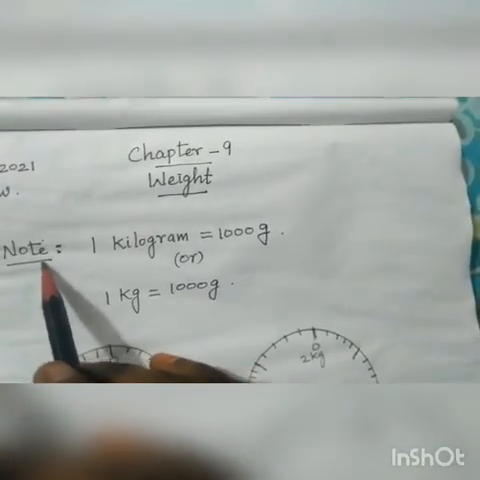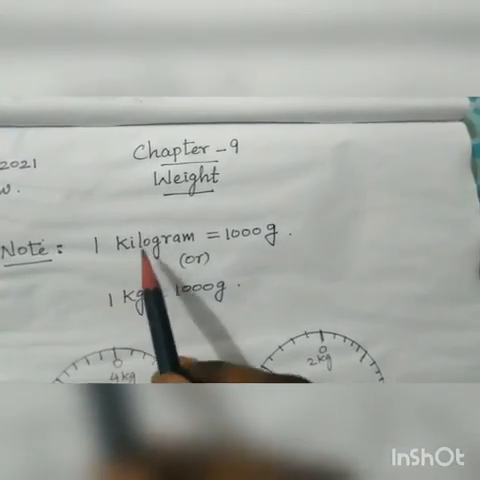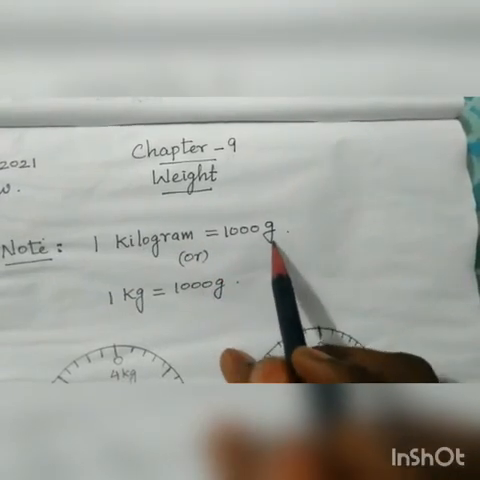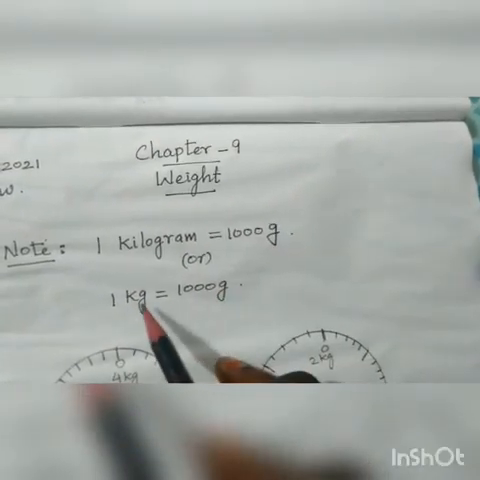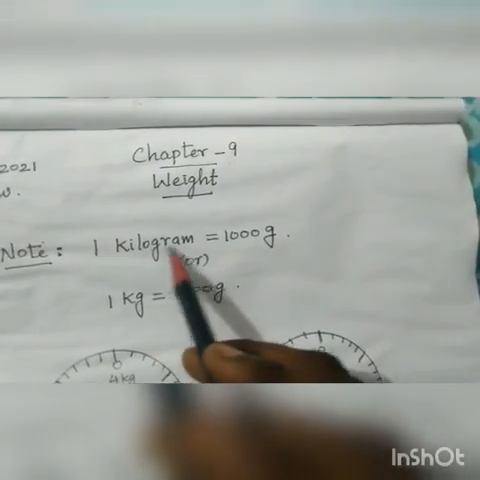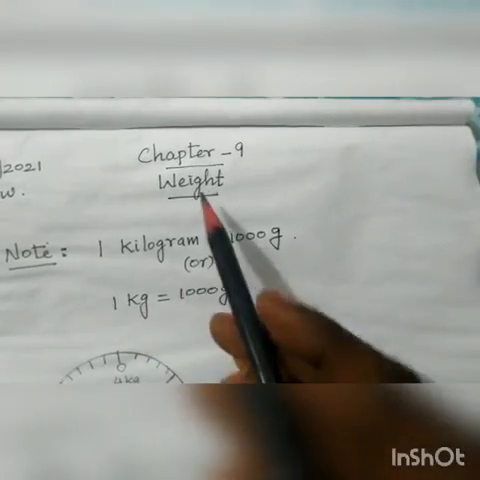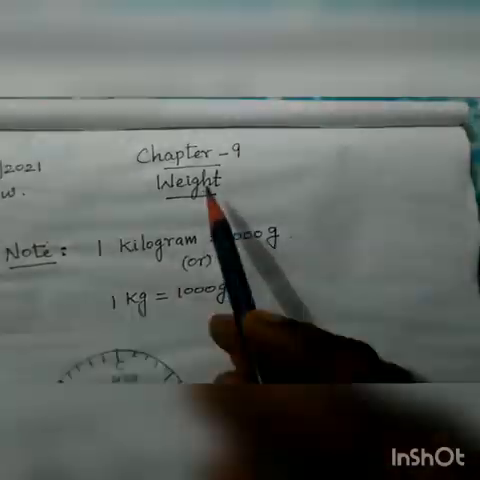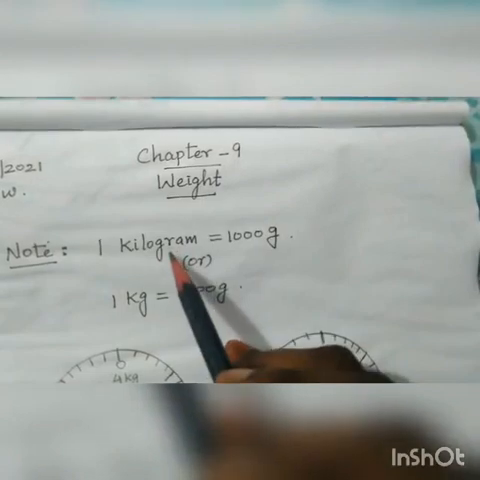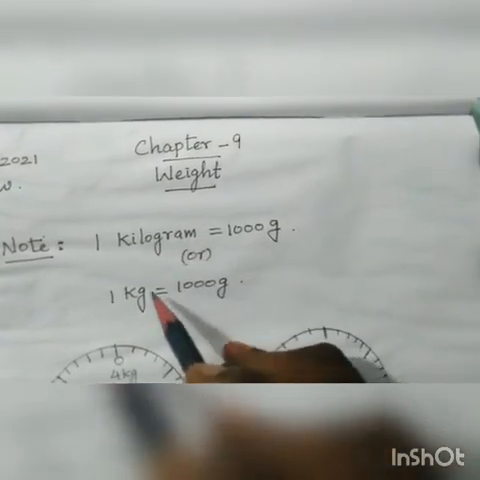The note which is given is for you to understand the concept. 1 kilogram is equal to 1000 gram, or 1 kg is equal to 1000 g. So kilogram can be represented as kg. Here, what is the unit of weight? The unit of weight is kilogram. Always the unit of weight is kilogram, kg.